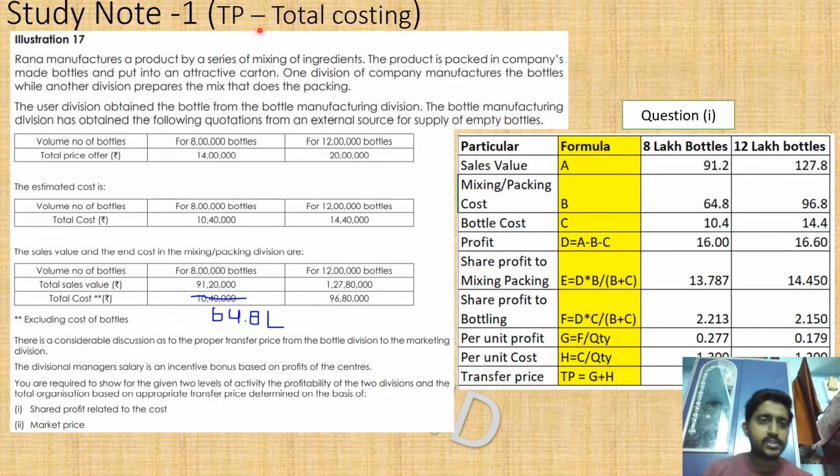This is also a transfer pricing problem, and the total costing methodology is used in this problem. Let me read out the question. It is illustration number 17 as per the PDF book that is available on the ICMAI website, which is icmai.in. I follow only that PDF book.